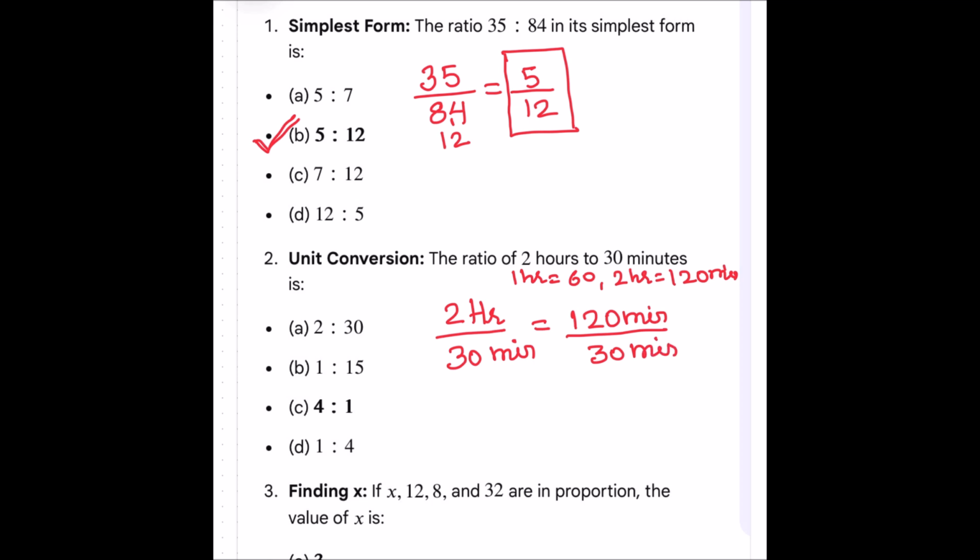Now we can cancel out or simplify this fraction. So this will be 0 and 0 gets cancelled. 3 times 1 is 3 and 3 times 4 is 12. So this will be 4 upon 1, or option C, 4 is to 1. This is our final answer.